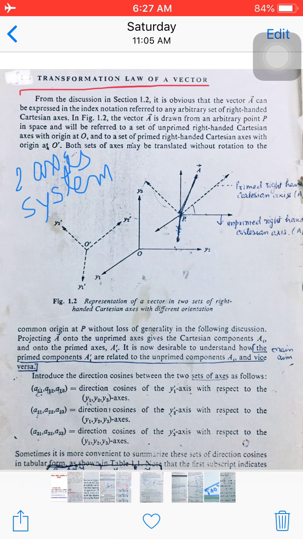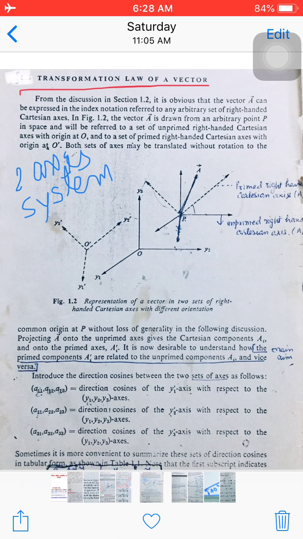So what we want now: the same point has components Ai in one set of axes and Ai dash in the other set of axes. It is now desirable to understand how the prime components Ai dash are related to the unprime components Ai and vice versa. That is an important law: how we relate Ai to Ai dash from one Cartesian system to another Cartesian system.